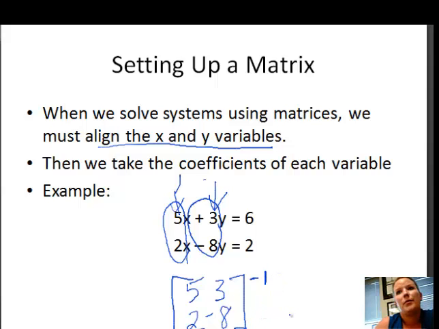The reason we do that is because there's a rule you can't divide by a matrix, so instead we multiply by the reciprocal. And then we would put 6 and 2. Okay, so this is what you type in your calculator. And the way you type in the calculator is on the next slide. But really, this is the whole gist of doing a matrix. Other than this, it's really not that difficult.